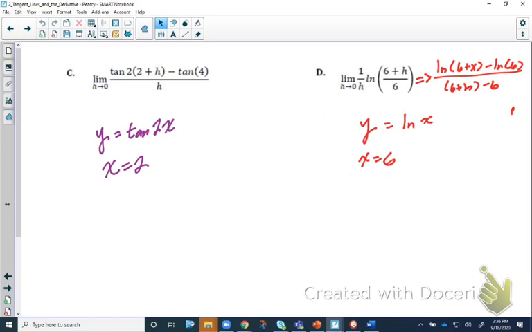Okay, I had to rewrite C. I did something and erased my work there, but now looking at what we have on D, I rearranged it so that it's looking more like the difference quotient that you're used to seeing by now. So the basic function that we're looking at is the natural log of x, and the x value that we're using in this case is 6.